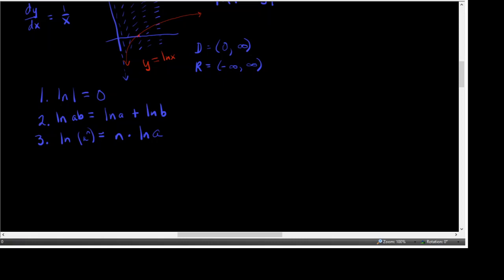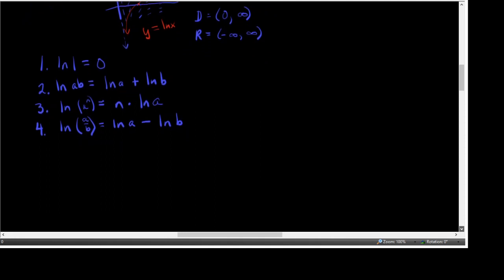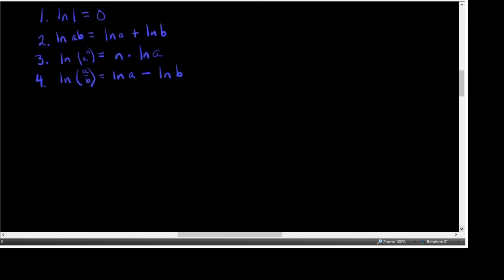And then the fourth one is the natural logarithm of a quotient, a over b, is the natural logarithm of the numerator minus the natural logarithm of the denominator. So a few properties that you should still know from your college algebra experience. Those are still true. So a few examples. These are not going to be that hard. They're just making sure that you can still do these college algebra level type things.